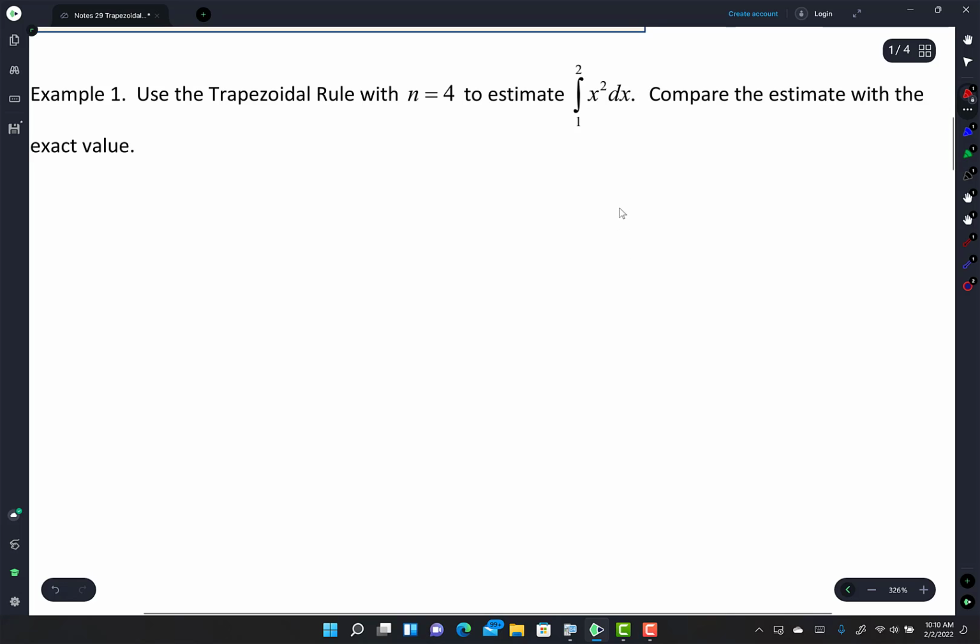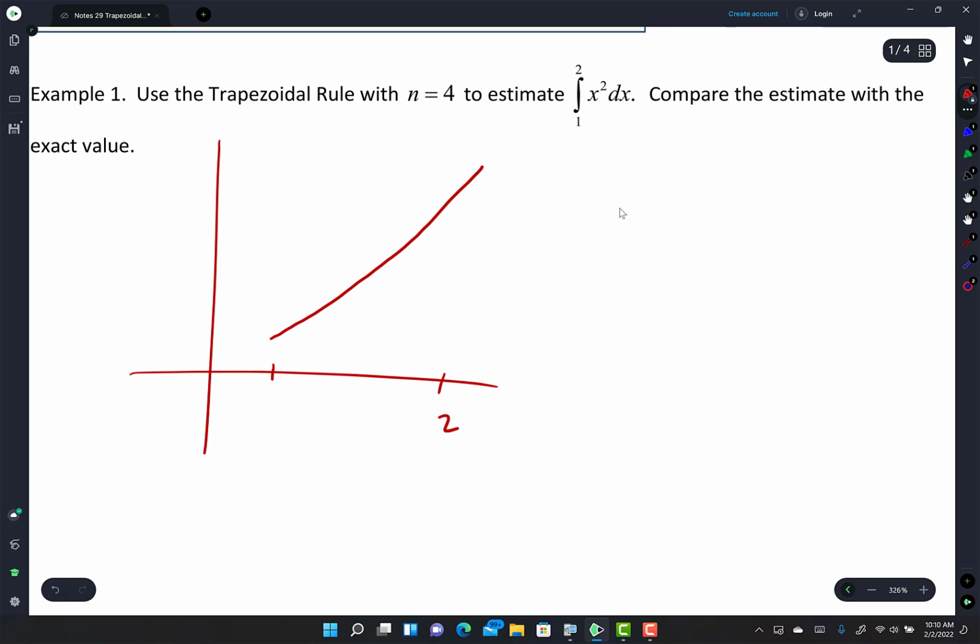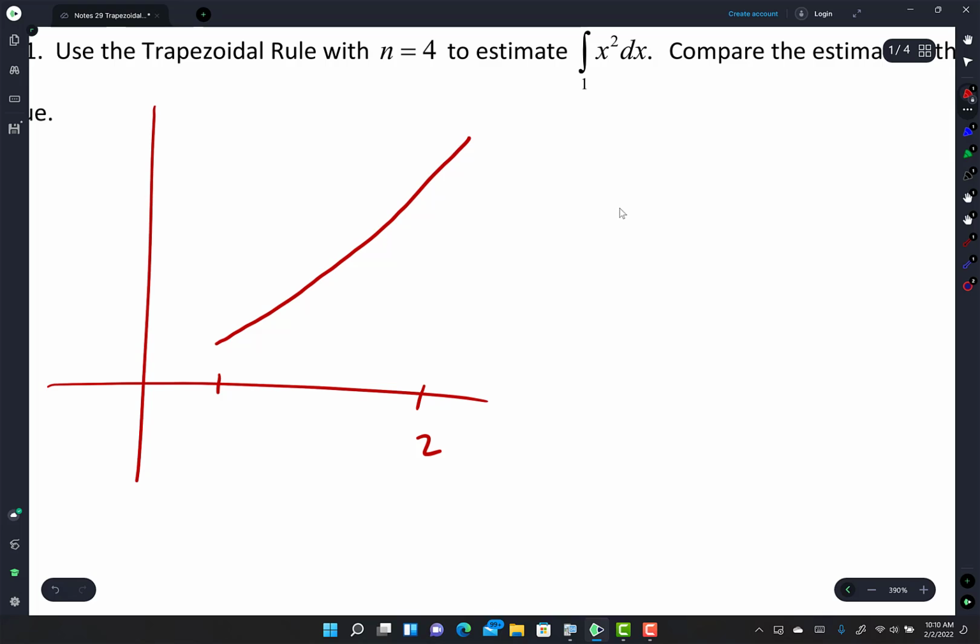All right. x squared between 1 and 2. Here's 1, here's 2, and it looks something like that. I want to use how many trapezoids? 4. So that means if I want to use 4 trapezoids, that's 1 right there. So 2 minus 1 divided by 4. Each trapezoid has a delta x, or a height, of 1/4. Do you guys agree?